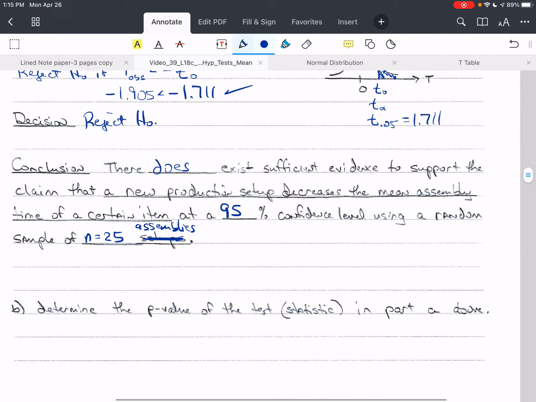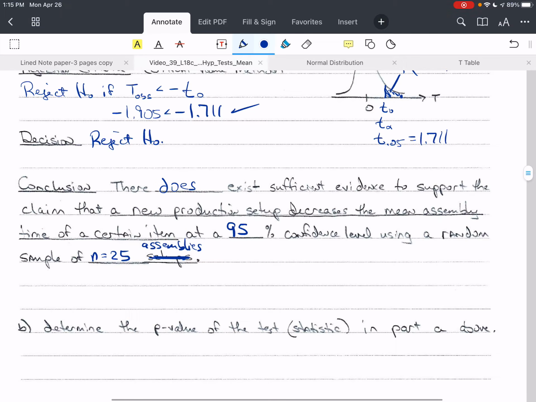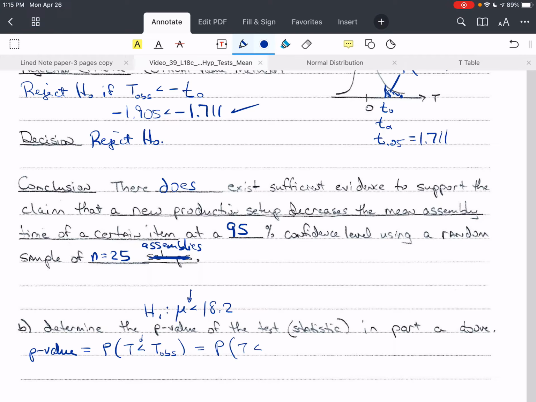All right, so what's the p-value of this test? Well, with the t-table we can only find a range for the p-value, unlike the z-table where we can find the actual value. So the p-value is going to be the probability that t is less than t observed. We're using the less than because H1 was that mu was less than 18.2. So this is the probability that t is less than negative 1.905.